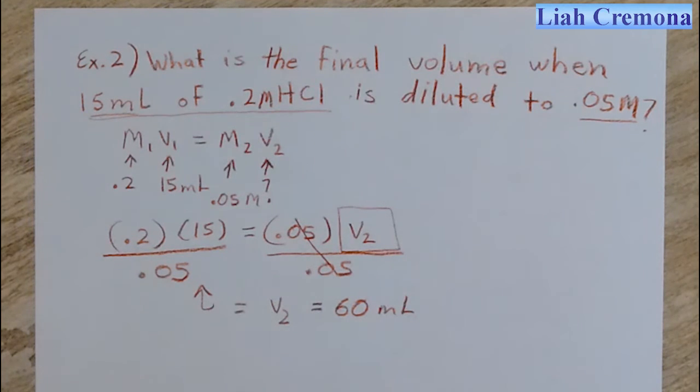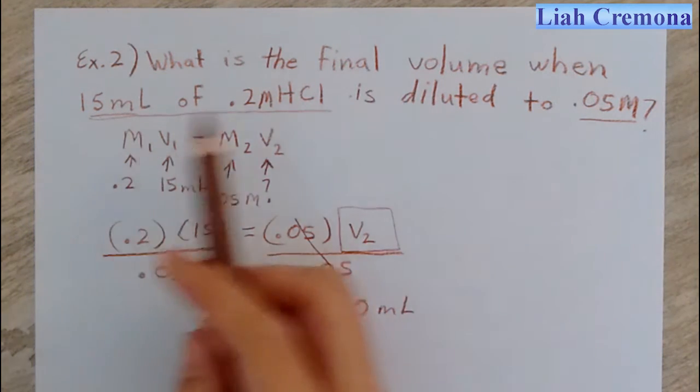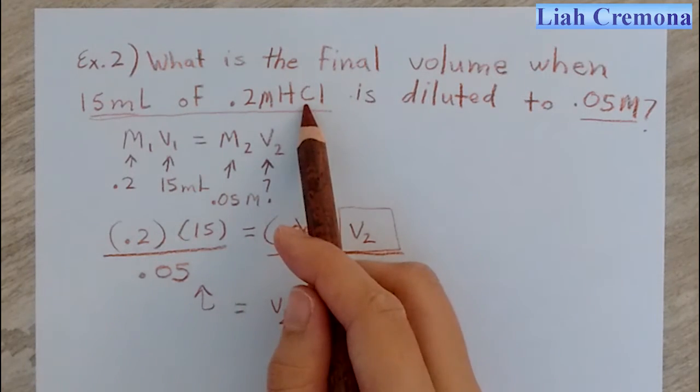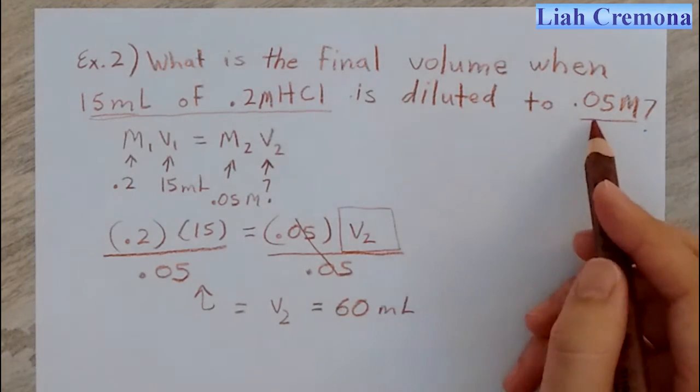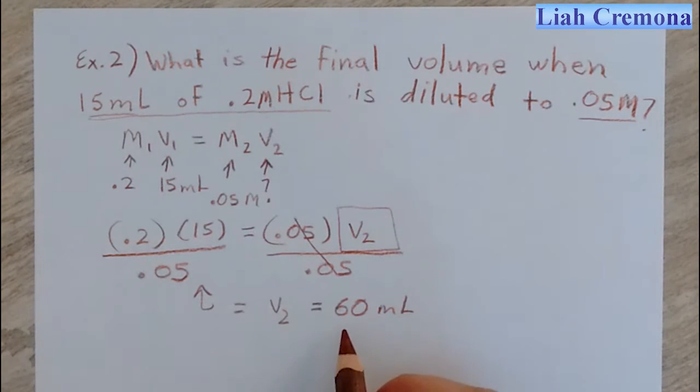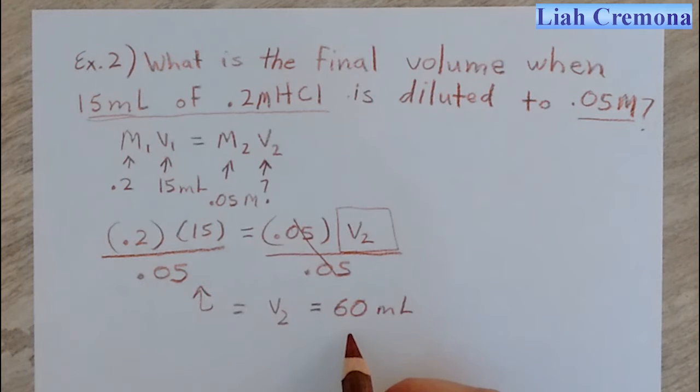So in order to dilute 15 milliliters of a 0.2 initial concentration to a final concentration of 0.05, 45 milliliters of water must be added, yielding a final volume of 60 milliliters.